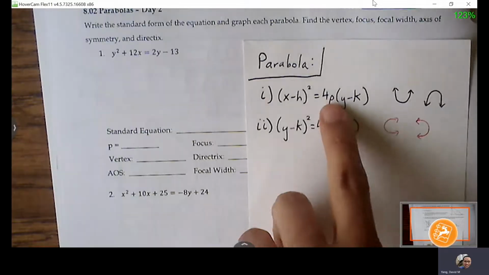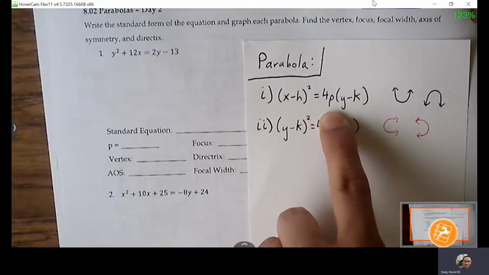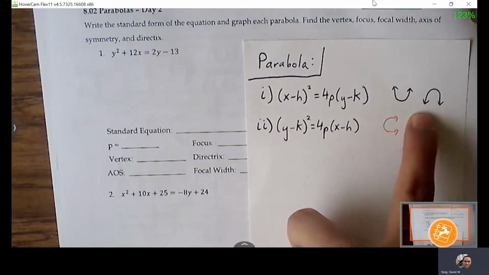So we have two forms here. You got the (x minus h) squared equals 4p(y minus k). If the x is squared, then you know that your parabola is either opening up or down. Okay.